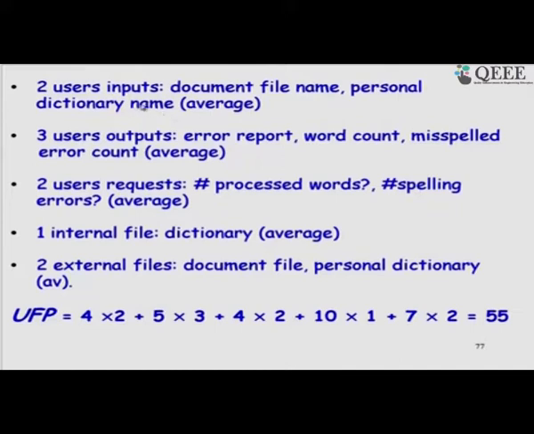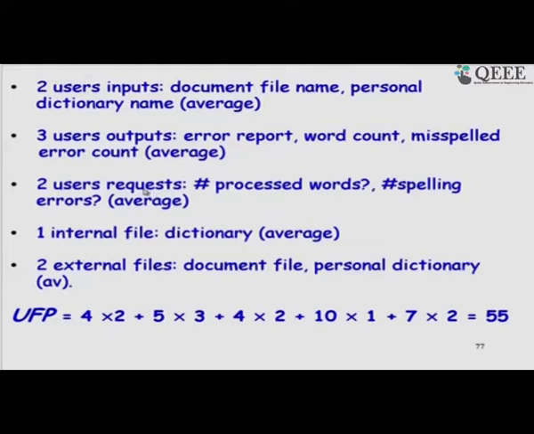So, these two inputs are clear, they are there, but what will be their qualification, whether they are average or low. And then there are three outputs that are produced: the error report, word count, and misspelled error count. So, these are also average, you can classify. There are two user requests.